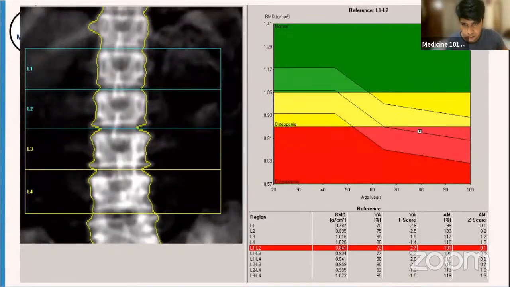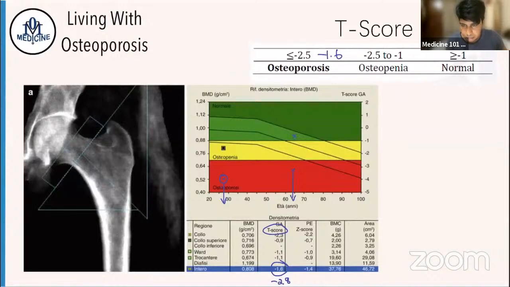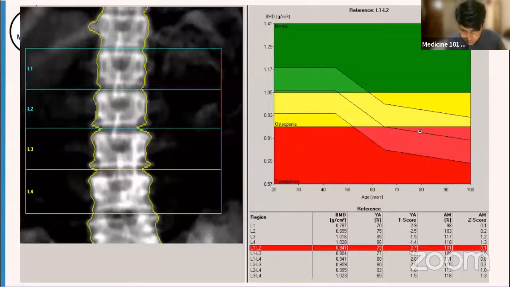And then you do it for the spine also. So in this case, the left hip is osteoporotic, and the spine is, okay, no, it's a different patient, sorry. This is an 80-year-old. You can see that the lumbar spine is in the red zone. You can see the T-score here. They have given it for different levels. The T-score at this level is minus 2.7.